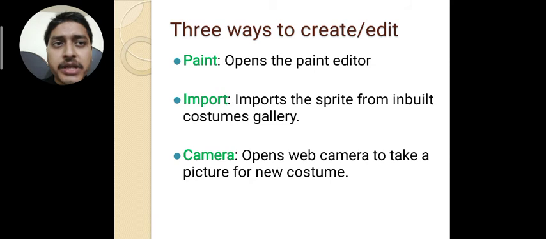3 ways to create or edit. What are these 3 ways? The first way is paint. It opens the paint editor, and the paint editor is used to paint a new sprite, and you may also modify an existing sprite in this paint editor. This paint editor is versatile. It helps you to paint a new sprite, and we may also choose from the gallery and modify there.